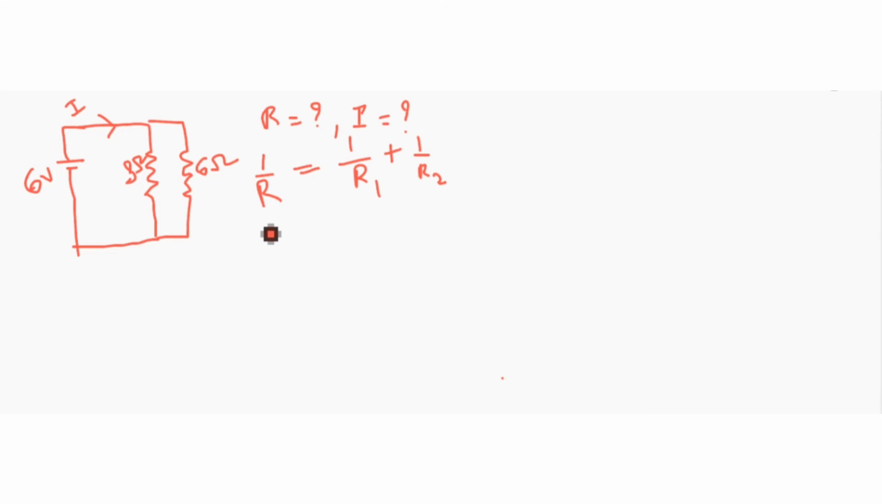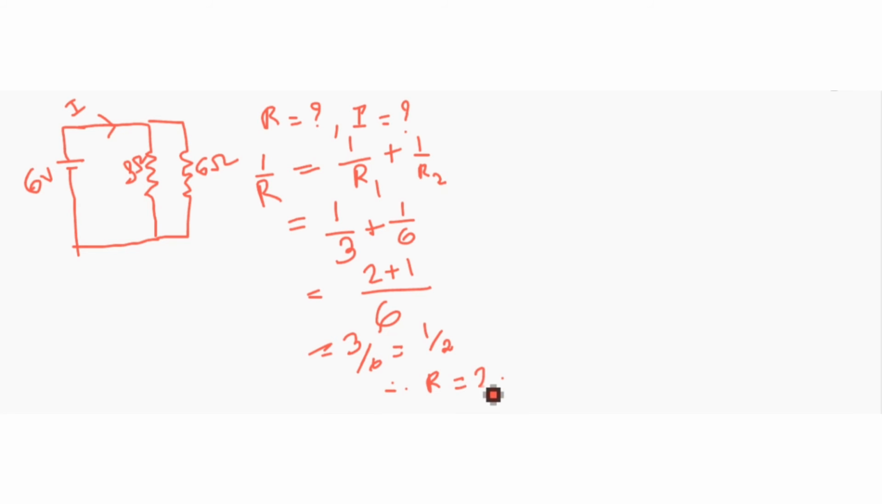Now for parallel connection, we know that the equivalent resistance is given by 1 by R is equal to 1 by R1 plus 1 by R2. Now here R1 is 3 and R2 is 6. So the value will come 3 by 6, which means half. So 1 by R is equal to 1 by 2. Therefore R is equal to 2 ohms. So equivalent resistance in this circuit is 2 ohm.